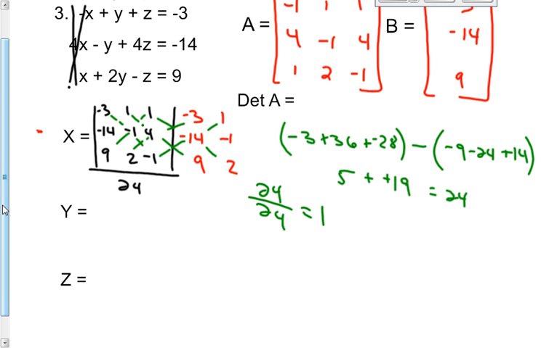All right, so that's it for this particular section, the second half of 3.7, using Cramer's rule to solve a system of equations.